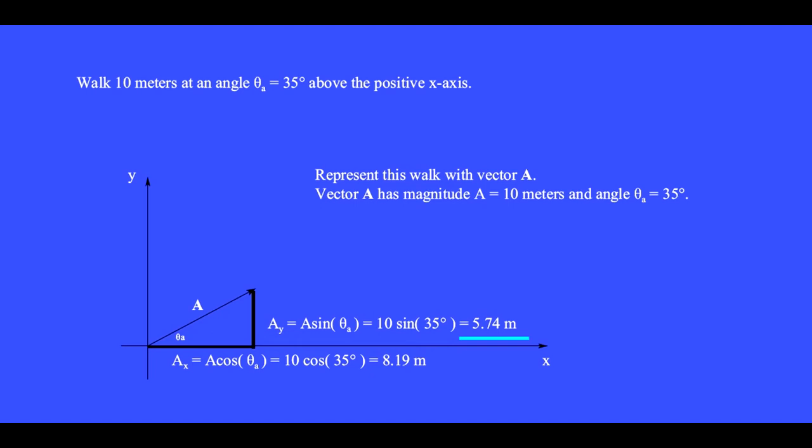portion 5.74 meters lying along the y-axis. An alternative to stating a vector in terms of its magnitude and direction or angle, we can instead state the x and y portions of a vector. For bookkeeping purposes, we create a unit vector i that points along the x-axis, and a unit vector j that points along the y-axis, and a third unit vector k that would point along the z-axis. In terms of these unit vectors, we can specify the vector A as 8.19 i hat plus 5.74 j hat.